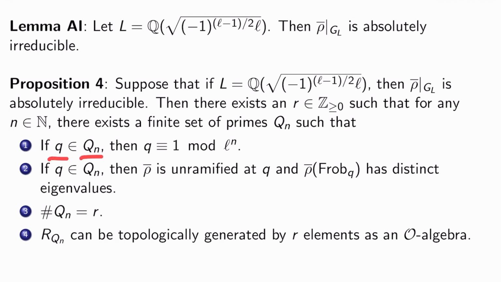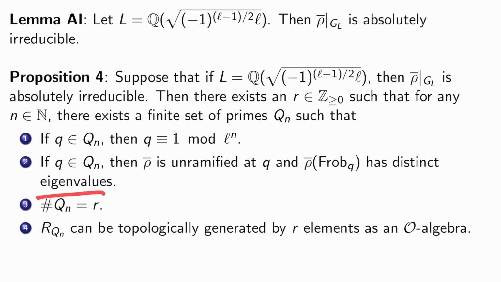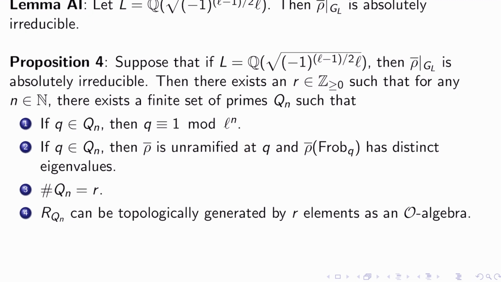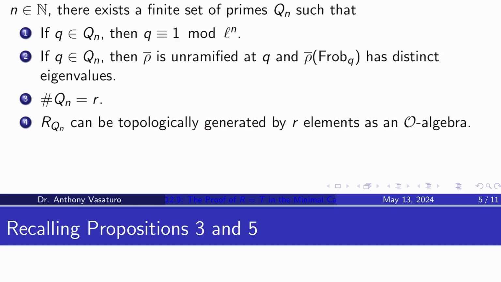First, if Q is a prime in Q sub n, then Q is 1 mod L to the n. Second, if Q is in Q sub n, then rho bar is unramified at Q, and rho bar of Frobenius at Q has distinct eigenvalues. Third, and this is kind of a big one, the cardinality of Q sub n is always R. And fourth, R sub Q sub n, the universal type Q sub n deformation ring, can be topologically generated by R elements as an O algebra. Okay, so we're just recalling results.